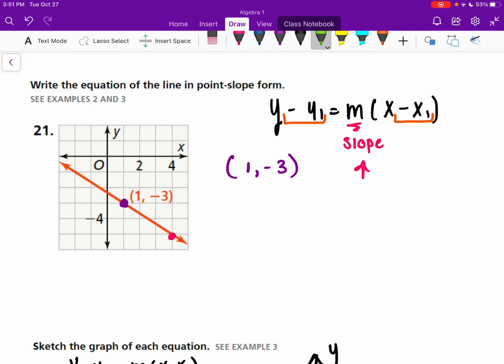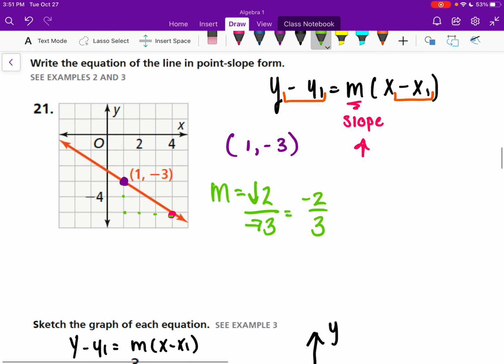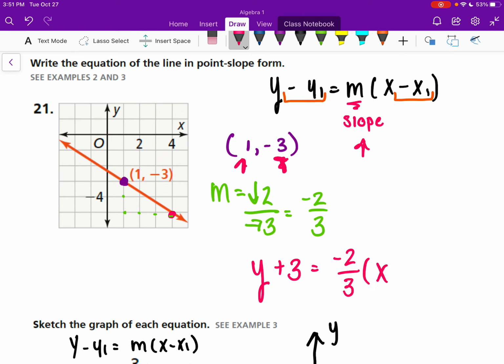We do our rise over our run. So we go down 2 over 1, 2, 3. If I went down 2, that's negative, so that's -2/3. So if I wanted to write the equation, let's put this all together. That's y, and then opposite the y1, so that's going to be plus 3, equals -2/3 times x, opposite x1, minus 1. There's my equation of the line in point slope form.